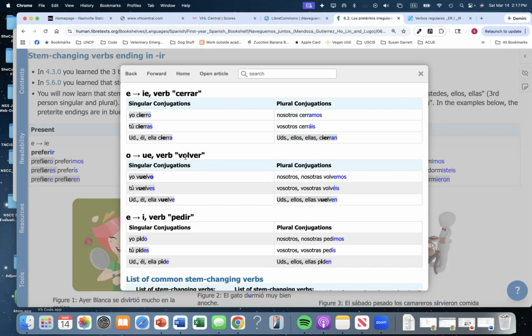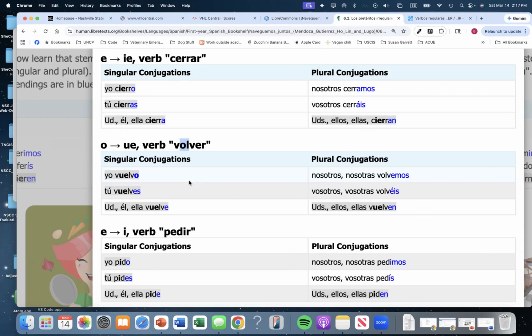Okay? So we have volver right here as an example of a stem-changing verb that changes from O to UE in the present, which means that when you conjugate the verb, you say yo vuelvo, tú vuelves, él, ella, usted vuelve, nosotros volvemos. The stem doesn't change in nosotros and vosotros, volvéis, and then back to the stem change, ellos, ellas, ustedes vuelven.